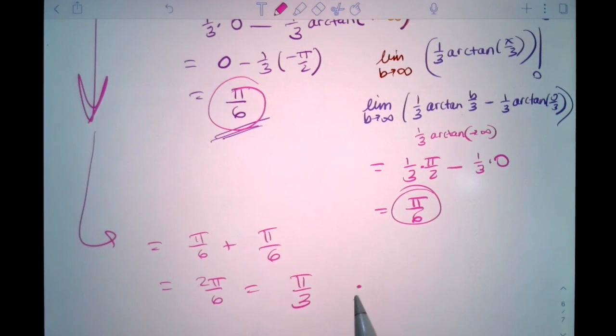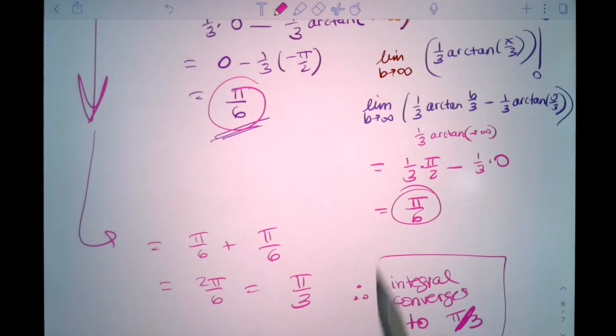So what are you going to say? You're going to say the integral converges to pi over 3. That's pretty wild. Now again, it is an infinite region with a finite value to the area underneath this function. That's a pretty loaded statement there and probably is messing with your head.